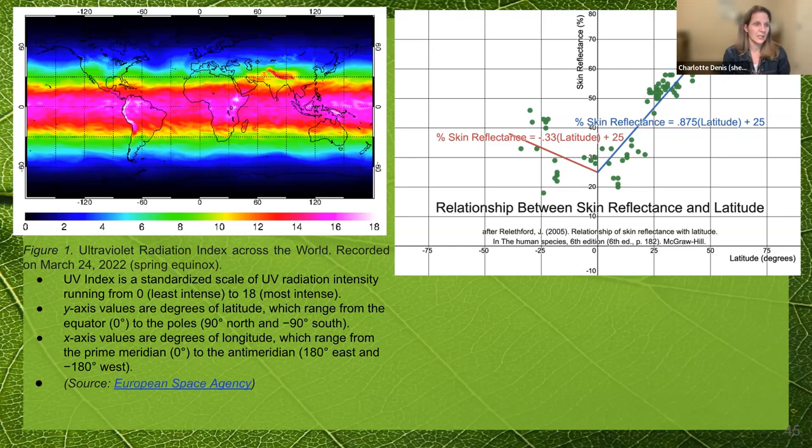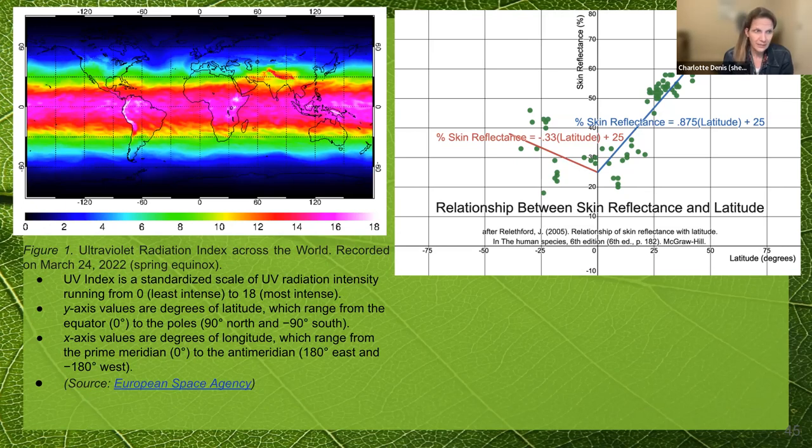And that was actually studied by Relathford. You can see there's a citation there. In the original case study, only the lines are shown, but I was able to find a reference to the original research that had the data points in it. And then I had a TA make this graph in Desmos so that we could generate linear equations that show exactly how the skin reflectance is related to latitude.